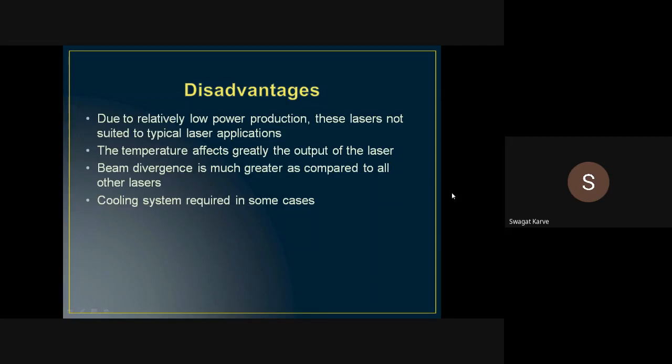There you require a cooling system, and beam divergence is much greater as compared to all other lasers, right? In case of a diode laser, though it's coherent, a little scattering is always there. So these are the disadvantages of the semiconductor laser.